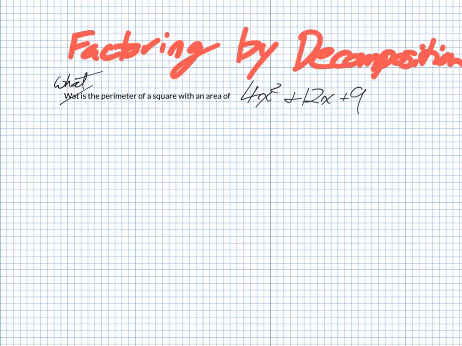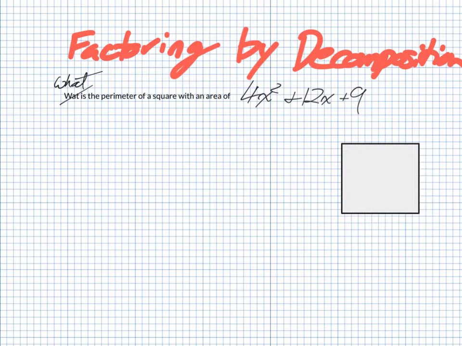Okay, let's take a look at factoring by decomposition. What is the perimeter of a square with an area of, so they gave you an equation for an area here, okay? So we want to actually visualize getting a square. What's special about a square? We know that, yes, all four sides are going to be the same.